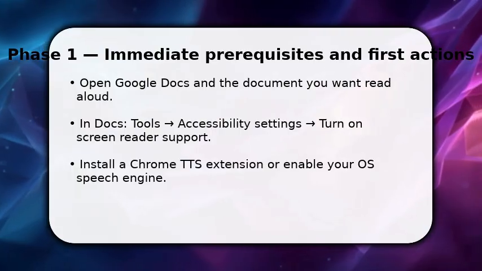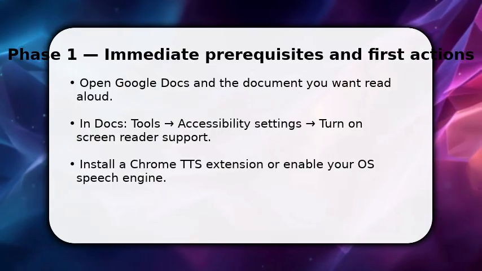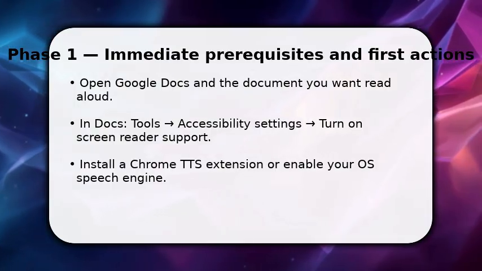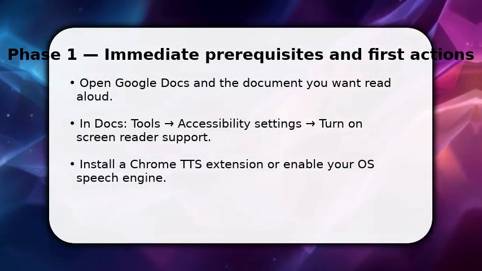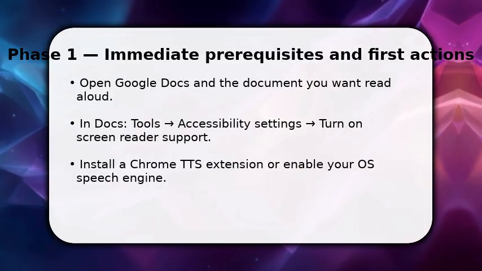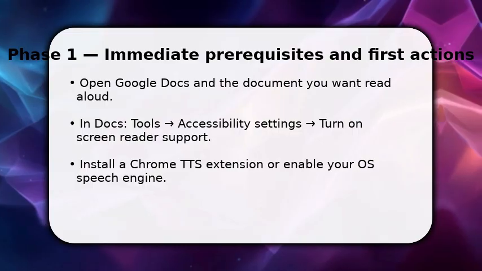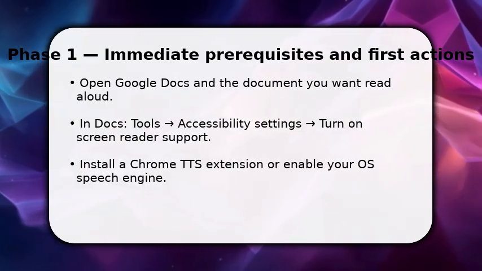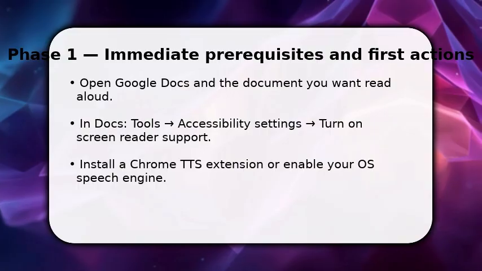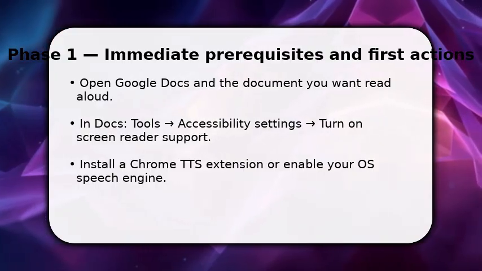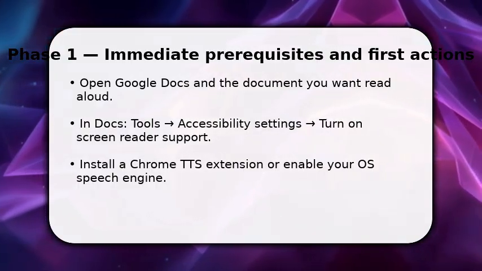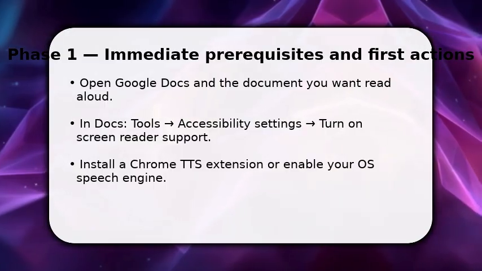You'll start by preparing the environment. Open the Google Doc you want read aloud, then enable accessibility so Docs exposes text to TTS. Once done, install a reliable Chrome text-to-speech extension or enable your operating system's speech engine. Make sure the extension is allowed to read page content, otherwise it cannot access the document.